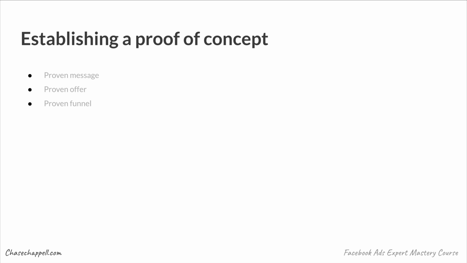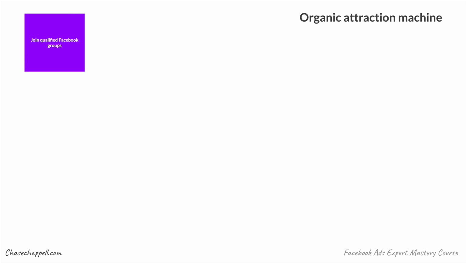So let's talk about the organic attraction machine. Basically, the daily items that we can do to increase the amount of data you get on your pixel, the amount of people who visit your website, the amount of insights you can gather, and really identify what works and what doesn't work in advance. And I really also recommend running the organic attraction machine alongside the proven system with the paid advertising. And you'll see what this looks like.